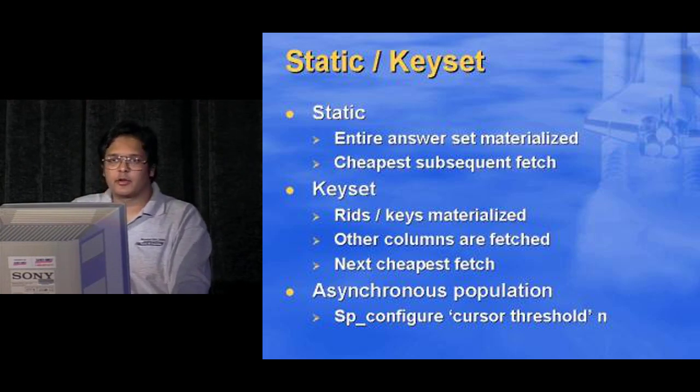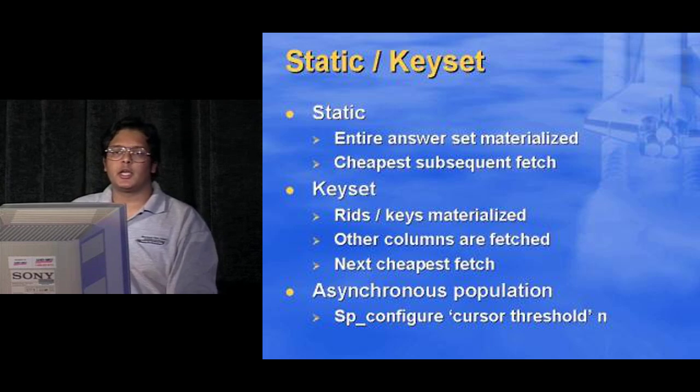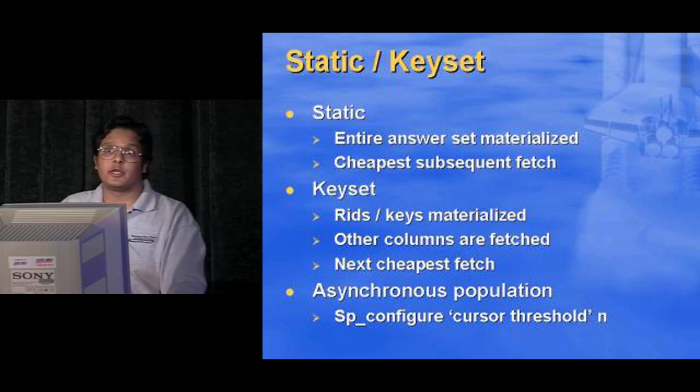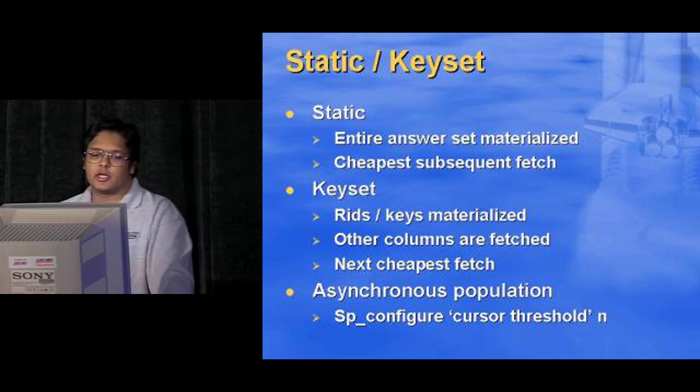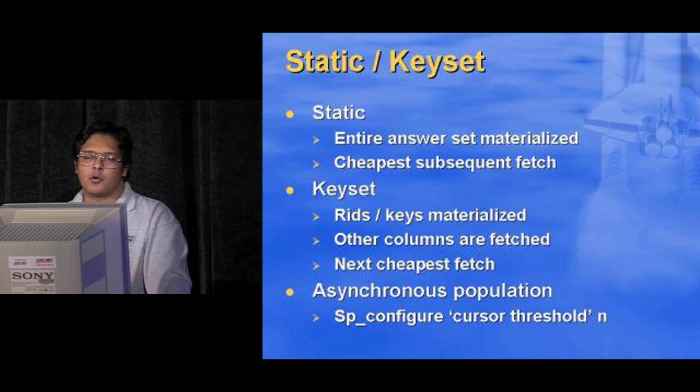Another rule of thumb is regarding the number of tables. If it's only going to be one table, your dynamic cursor is probably going to be faster. When you're doing joins across more than one table, you're probably faster with static and keyset cursors. Please note that for keyset and static cursors, you can asynchronously populate the work table using the cursor threshold configuration parameter. Don't make this too small, because it's most efficient if you do it up front and synchronously populate the answer set.